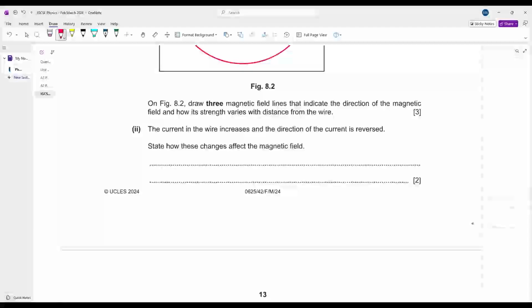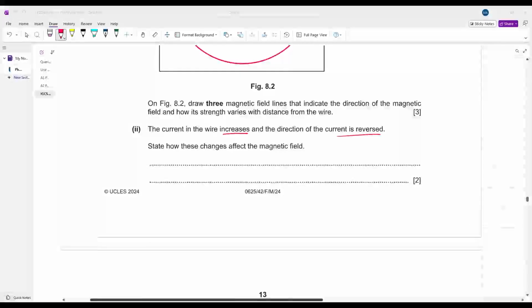The current in the wire increases. This will cause the magnetic field to increase. The magnetic field strength increases. And the direction of current is reversed. If the direction of current is reversed, the direction of magnetic field will also reverse. So state how these changes affect the magnetic field.